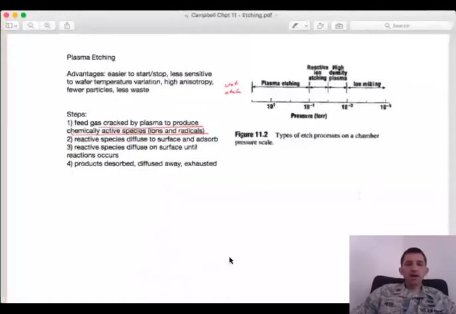And because you have a plasma, remember, a plasma is made of partially ionized atoms, so you have ions which you can then accelerate in a particular direction. So if I have atoms moving in a particular direction, that gives me anisotropy, meaning they're going to remove material in one direction preferentially over another one. And since I'm not relying totally on chemistry, I have less surface contamination and less chemical waste.